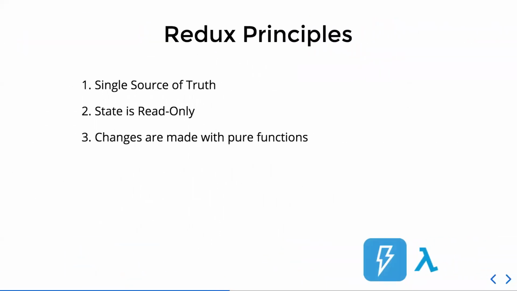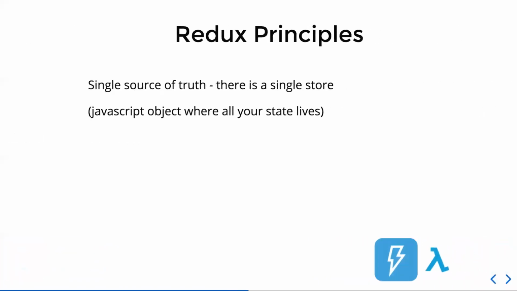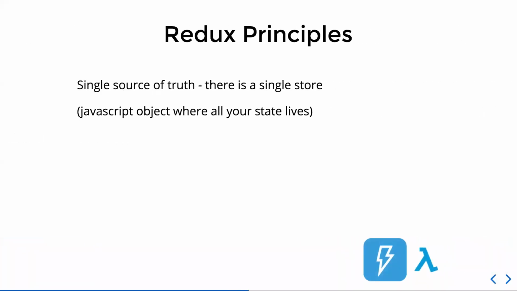So, 3 principles that Redux works with. You have a single source of truth throughout your application or your component. State is read-only, and changes are made with pure functions. Single source of truth means a JavaScript object where your state lives. It's just a single place. If you ask, where is the value of my field account name? It's in a single place in the whole component, in the whole application.